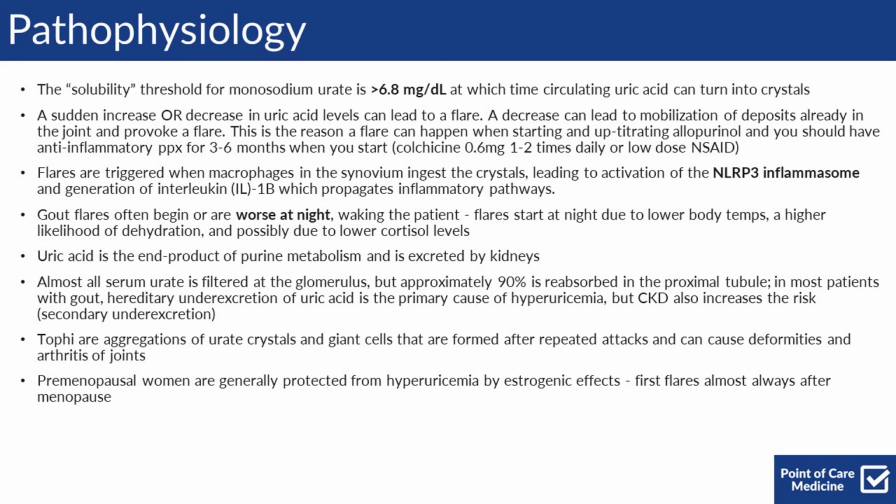Uric acid is the end product of purine metabolism and is excreted by kidneys. Almost all serum urate is filtered at the glomerulus, but approximately 90% is reabsorbed in the proximal tubule. In most patients with gout, hereditary underexcretion of uric acid is the primary cause of hyperuricemia, but CKD also increases the risk due to secondary underexcretion.